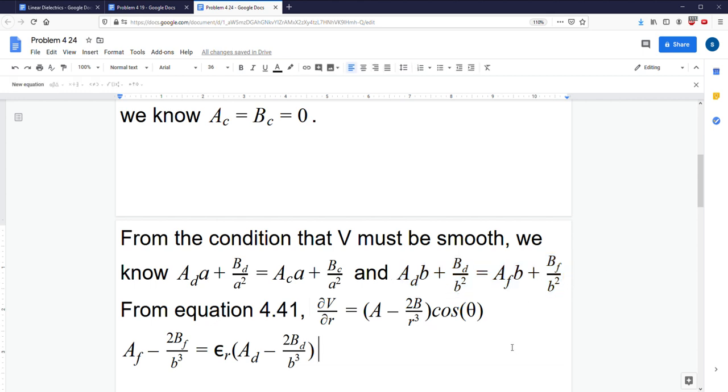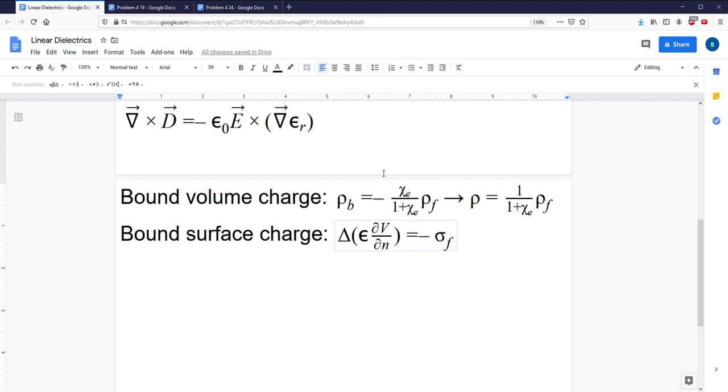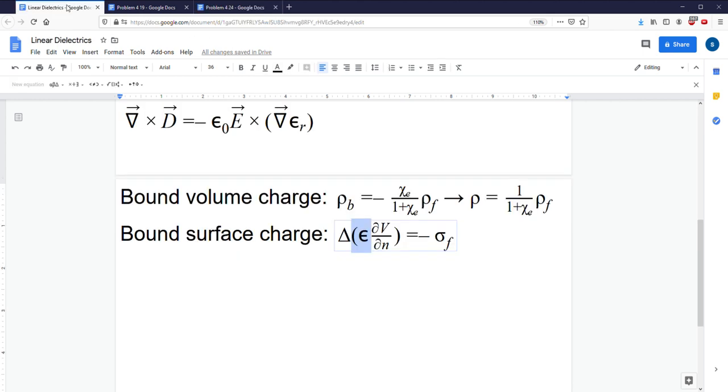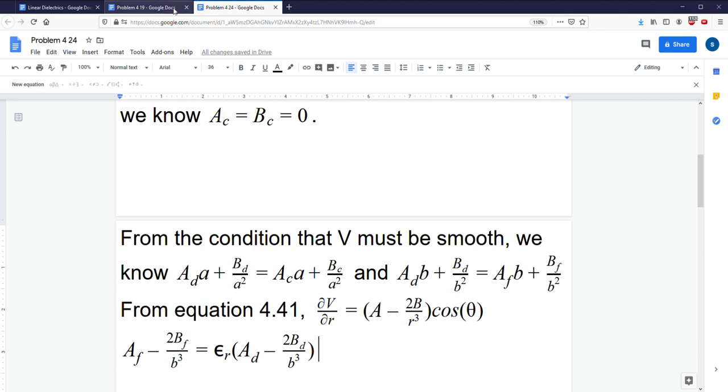One more equation, equation 4.41 on page 192, which in the main lecture I use. The change in this quantity, epsilon dV/dn, depends on the surface free charge density. However, in the boundary between the dielectric and free space, there is no free charge. All of the surface charge is bound charge, which means this is 0, and so this quantity epsilon dV/dn should be the same both outside and inside the dielectric.